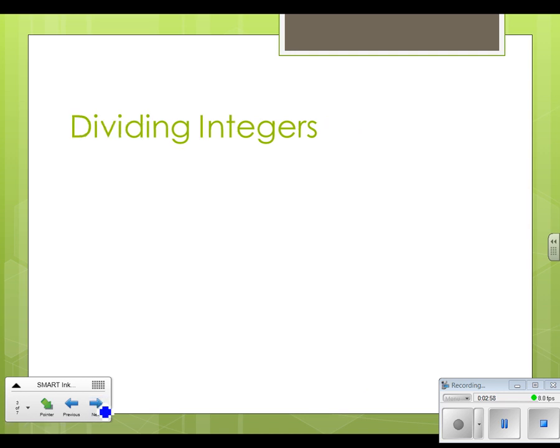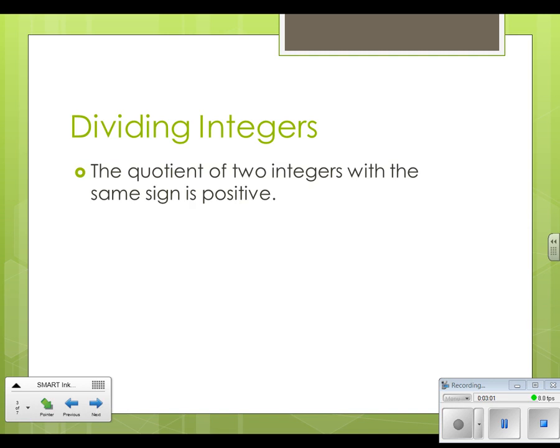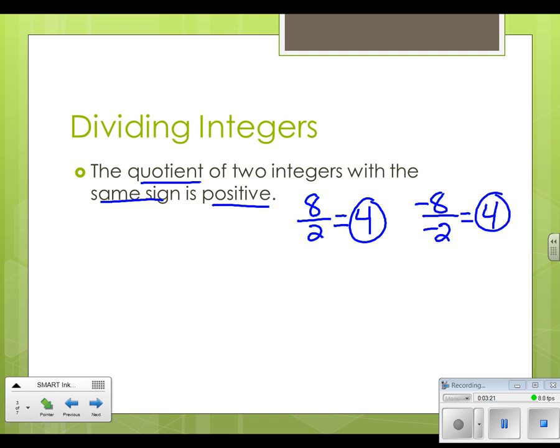For dividing, it is the same as products. Now we're finding quotients, and when they have the same sign, it's also positive, just like in the product. So for example, if I had a positive 8 divided by a positive 2, that equals 4. If I had a negative 8 divided by a negative 2, it is also 4. When they're the same, it's positive. And it's true because multiplication and division are just opposites. They're inverse operations of each other, and that's why this works.